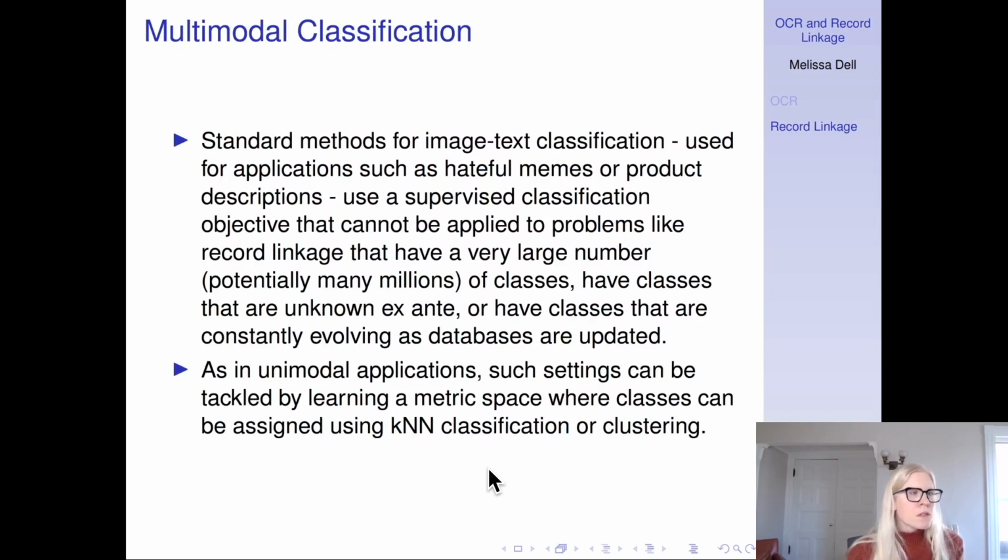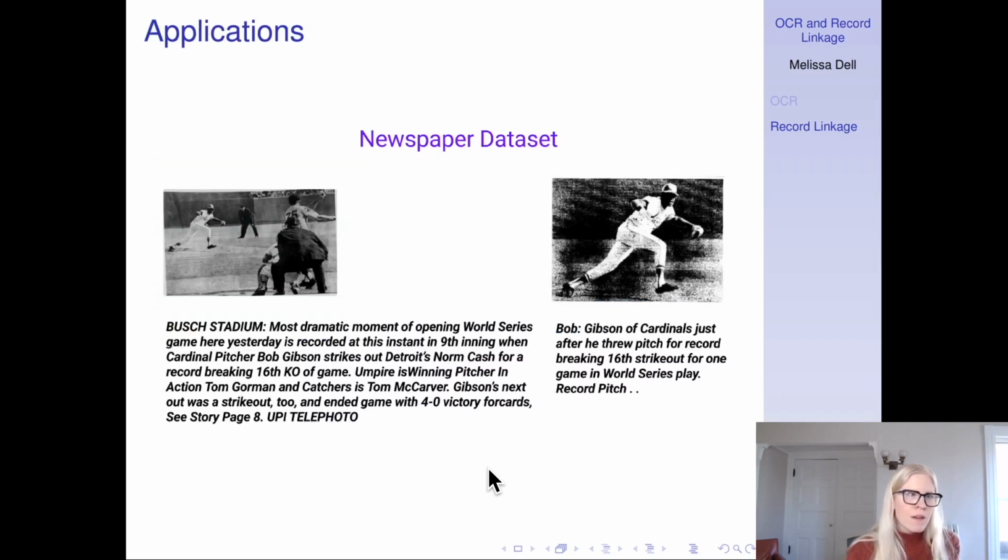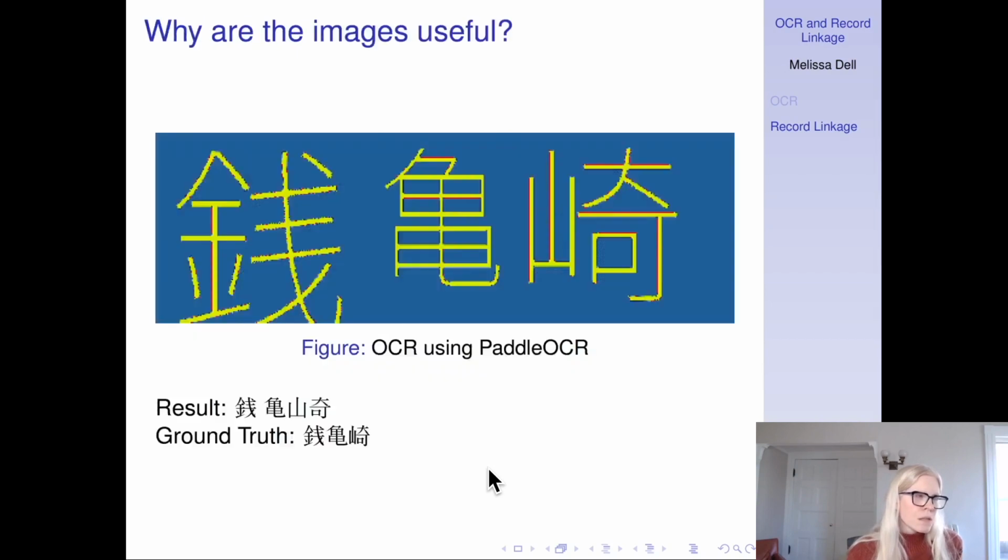Okay. So standard methods for image text classification, which are used for applications like hateful memes and product descriptions, we saw these in the multimodal lecture, use a supervised classification objective. And that cannot be applied to problems like record linkage because first of all, there's a very large number of classes, right? You might be linking to millions of entities. You can't take a softmax over millions of positions because that's computationally intractable. Moreover, the classes might be unknown ex ante. So we have hundreds of millions of newspaper images and we have no idea what the classes are ex ante. We just want to group them into images that are the same.